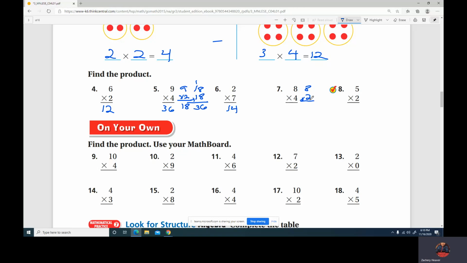If I skip count 8 2 times or 2 8 times, I'm going to get 16. Now we just take 16 and do 16 plus 16. 6 plus 6 is 12. 2, carry my 1. 1 plus 1 plus 1 is 3. So 8 times 4 is 32. Lastly, 5 times 2, we all should know that, will be 10.